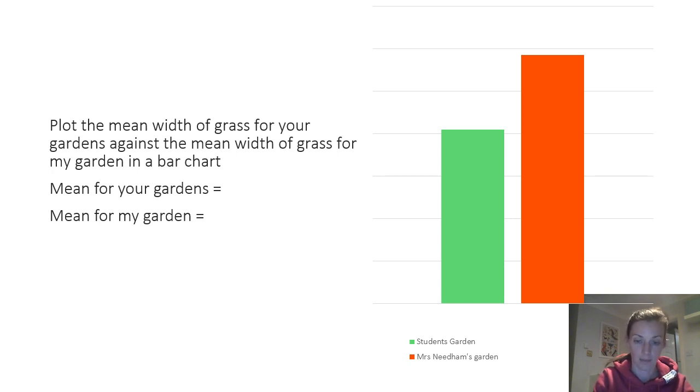So we've got two bars, the mean average width for the students' gardens and the mean average for my garden. So plot that onto a graph, a really simple bar chart, and pause the video while you do that.